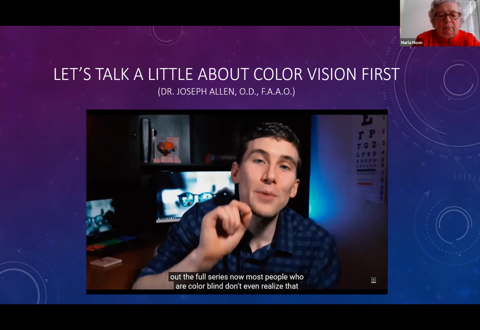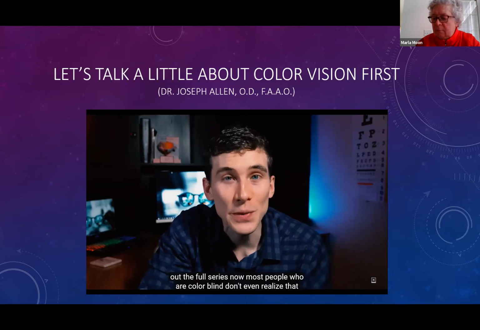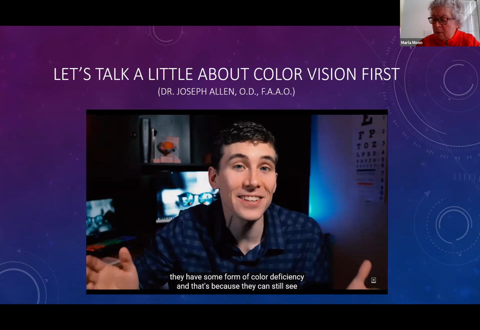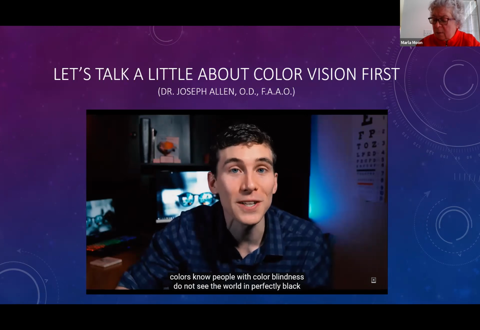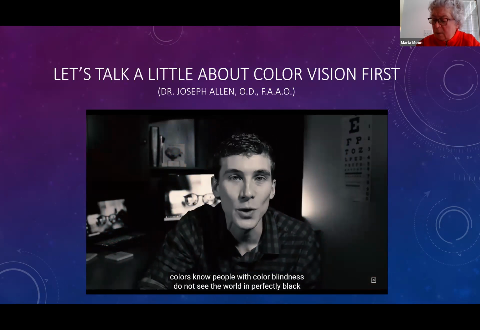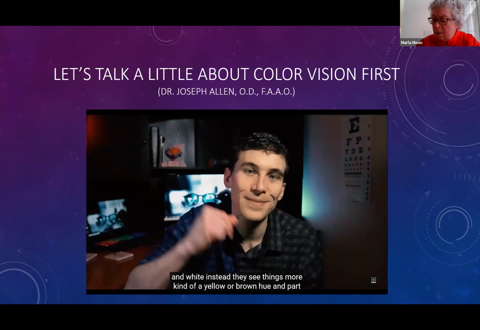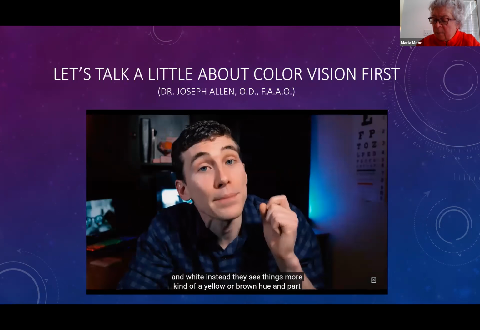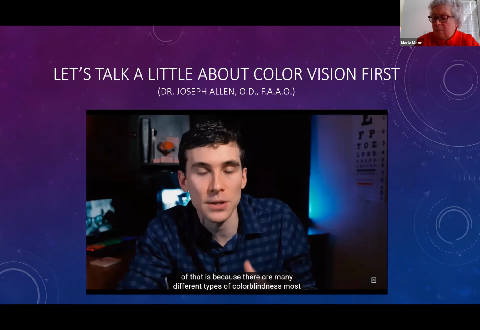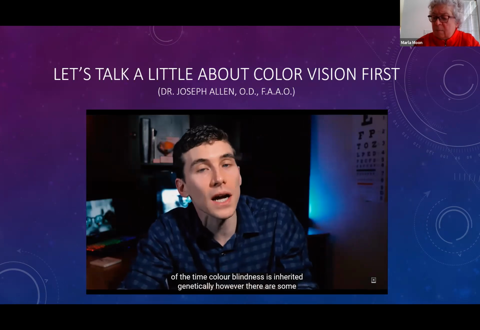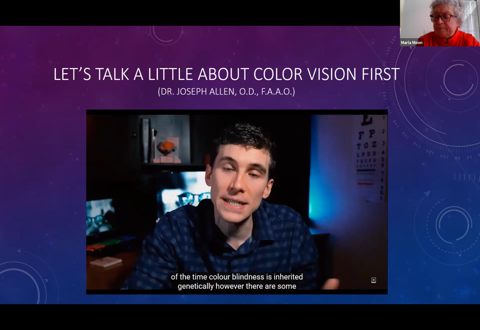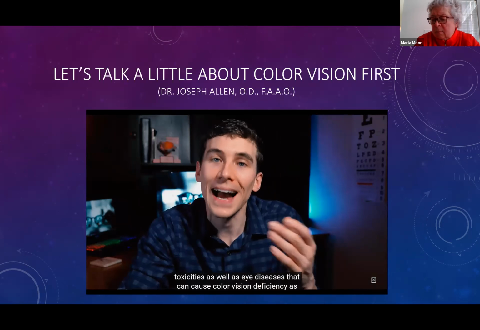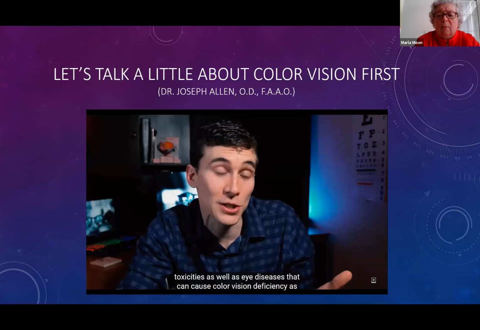Now, most people who are colorblind don't even realize that they have some form of color deficiency, and that's because they can still see colors. No, people with color blindness do not see the world in perfectly black and white. Instead, they see things more in a yellow or brown hue. And part of that is because there are many different types of color blindness. Most of the time, color blindness is inherited genetically. However, there are some toxicities as well as eye diseases that can cause color vision deficiency as well.